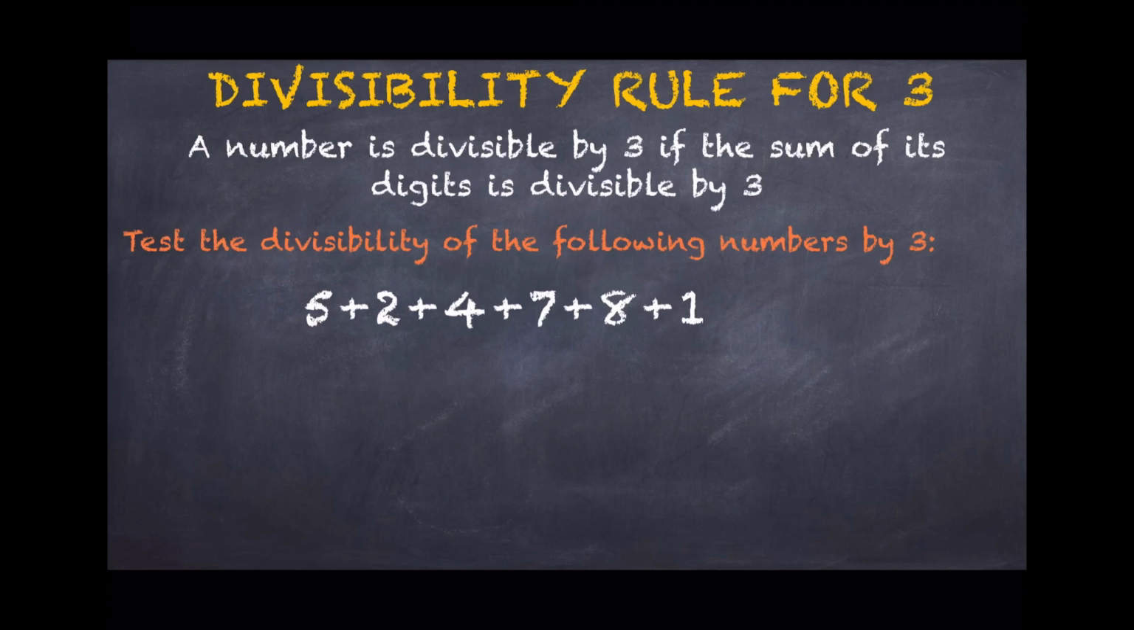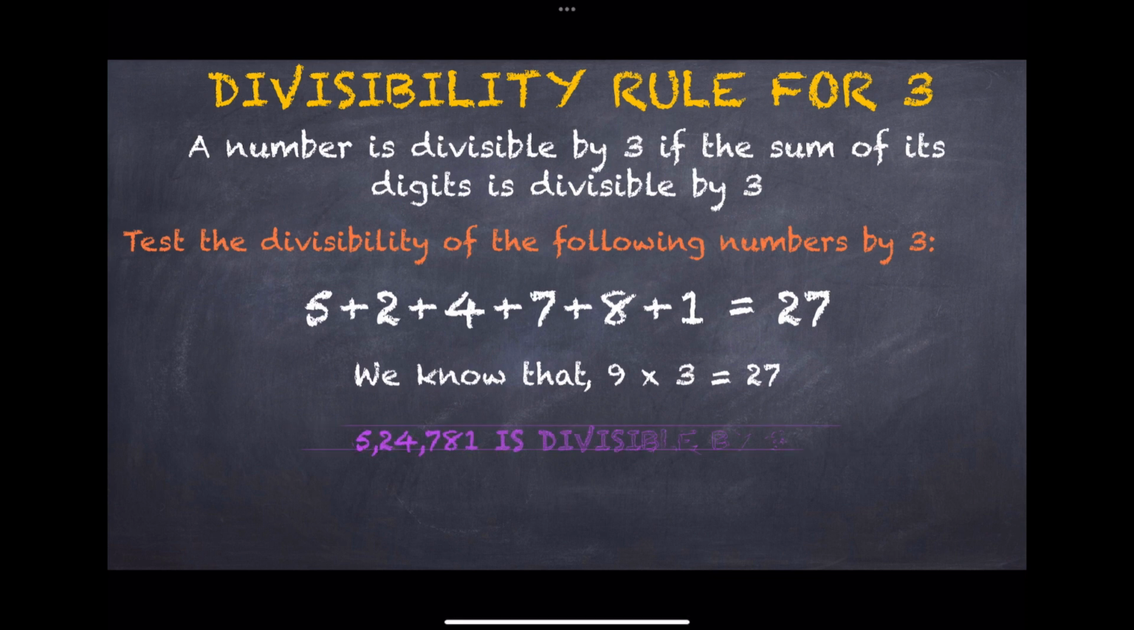So we have 5 plus 2, which is 7, 7 plus 4, which is equal to 11, 11 plus 7 is 18, 18 plus 8 is 26, and 26 plus 1 is equal to 27. And we all know that 27 is a multiple of 3, which implies that 27 is divisible by 3. Hence, 5,24,781 is also divisible by 3.